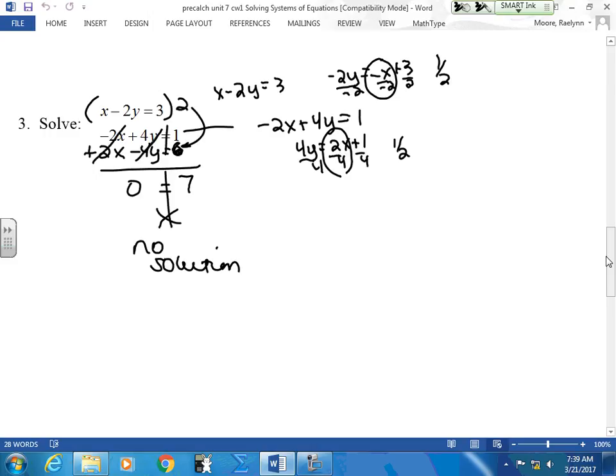And your last statement says, is this true? Then they don't meet. If this comes down to this, and it said this, is that true? Yeah. Then what is my solution? All solutions, it means it's the same line. It's a line that falls right on top of it. It's the same line. So if it's not true at the end, no solution. If it is true at the end, all solutions.